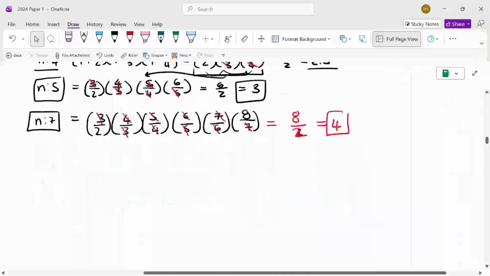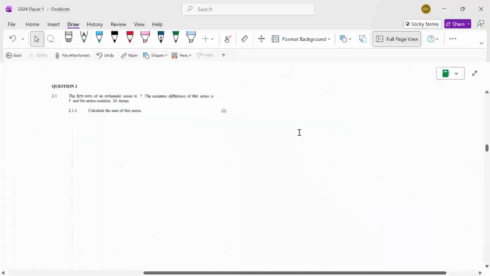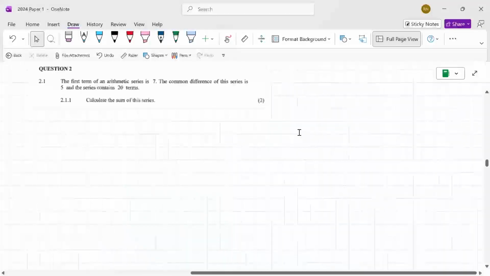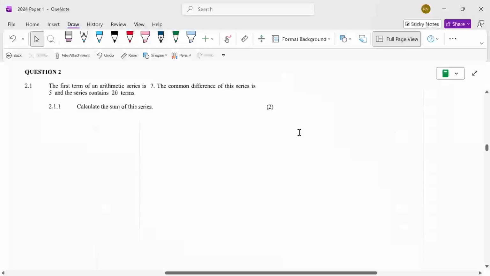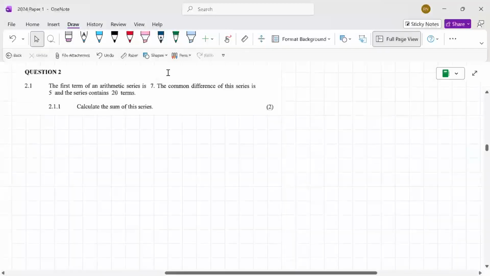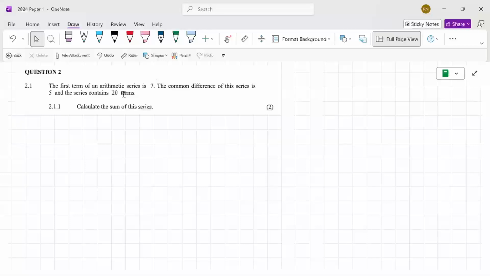Okay, so then we move on to this one. They say the first term of an arithmetic series is 7. The common difference of this series is 5, and the series contains 20 terms. So on your formula sheet, you get all the formulas that you need for a question like this.